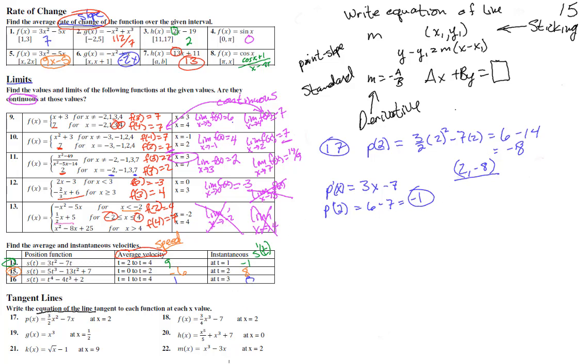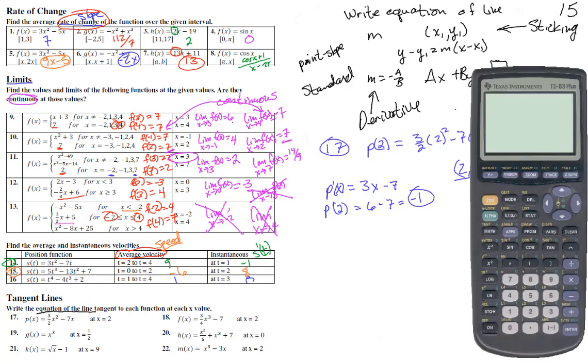Now I want to put this on a calculator just this once so you can see what happened and what we just found. So if we go to y equals, and there's our function right there, 3 halves x squared minus 7x. So let's look at a graph of what this looks like.